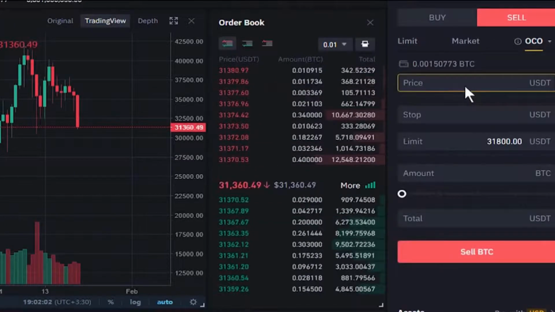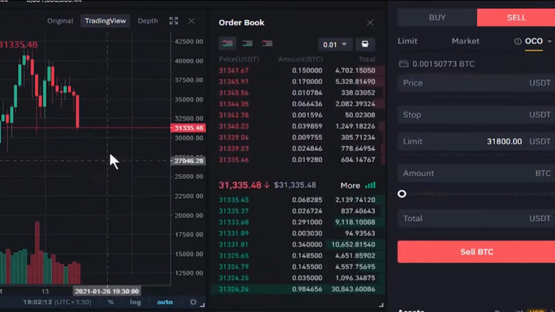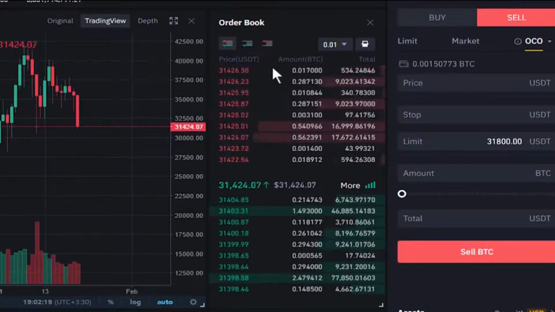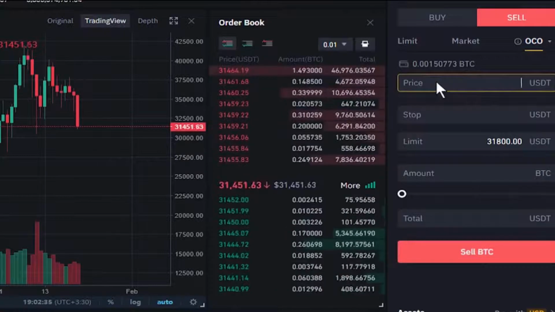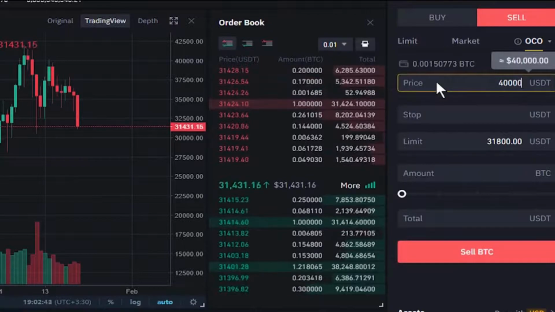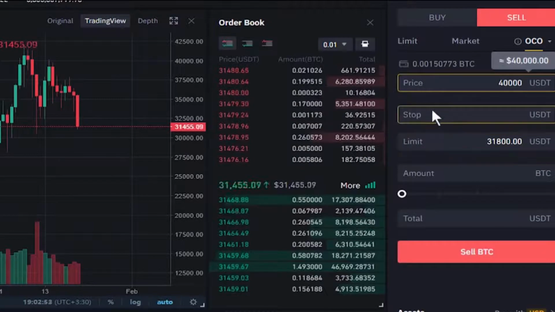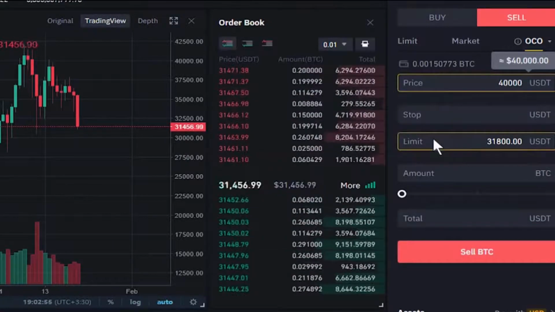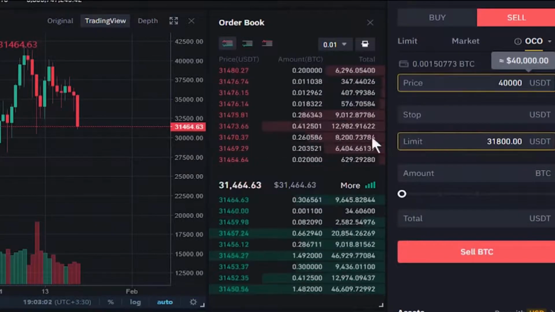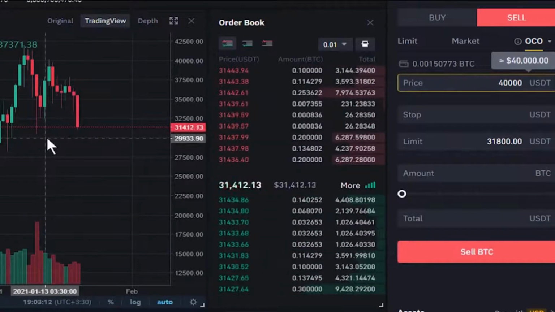Actually, by the help of this order, you can set take profit order. For example, consider we got a strong resistance level at 40,000 and we want to sell our Bitcoin at that level. So here we set the limit price on 40,000. So when the price reaches 40,000, this order will be triggered and your Bitcoin will be sold at 40,000 or a better price. And here in this part, you set stop limit order, which actually by the help of this order, you can set stop loss order. For example, consider you want to set your stop loss on 30,000 and you want to sell your Bitcoin when the price reaches this level.